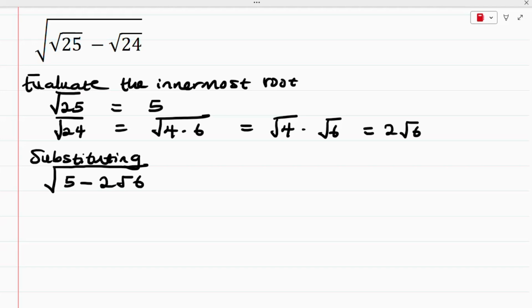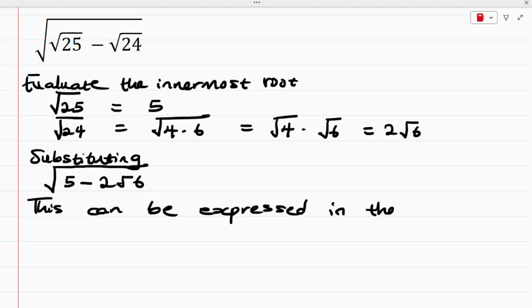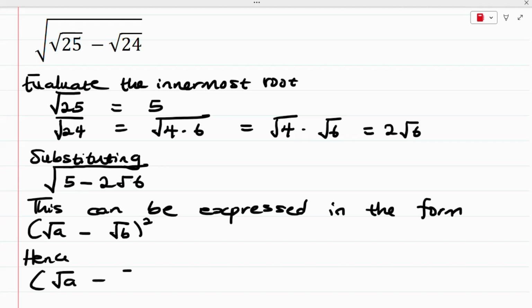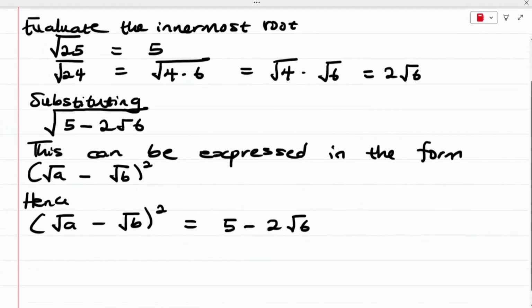Now one thing we want to simply recognize is that this expression inside the square root can be expressed using this form. And remember, we are expressing the expression inside the innermost root. So this is going to become the square root of a minus the square root of b, all squared. So we can easily express the expression inside to be like this. Hence, the square root of a minus the square root of b, all squared, is equal to 5 minus 2 root 6. Okay? So we're going to work with this right here.